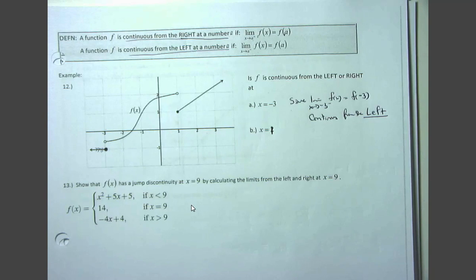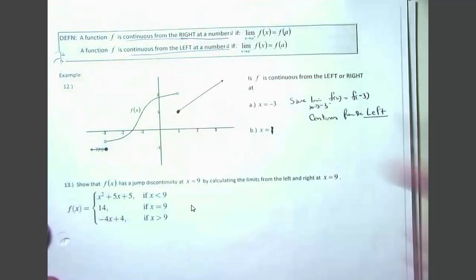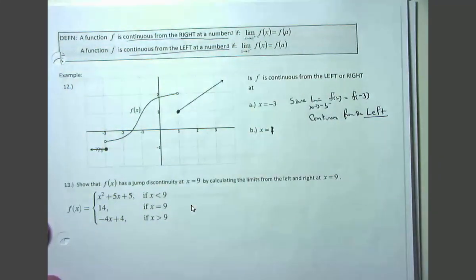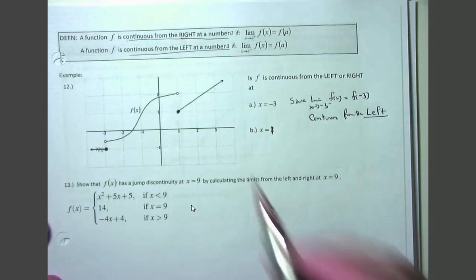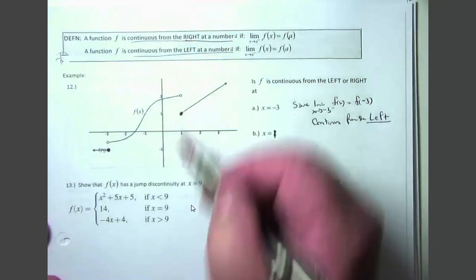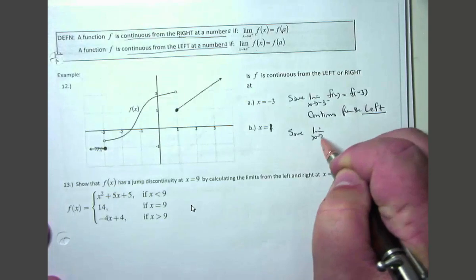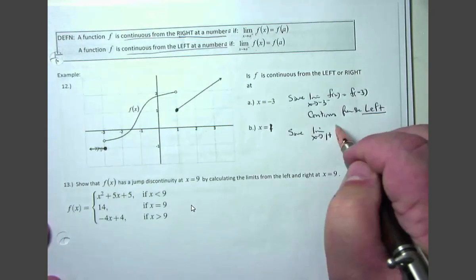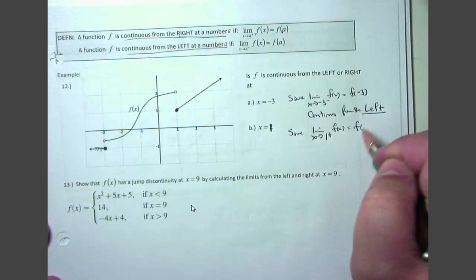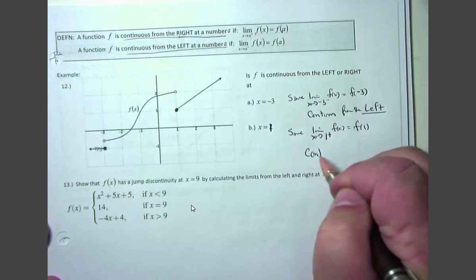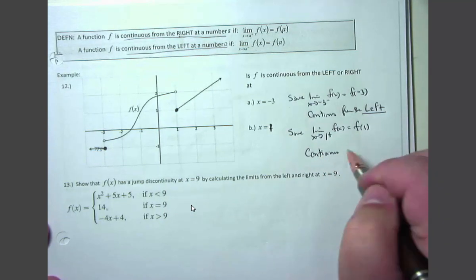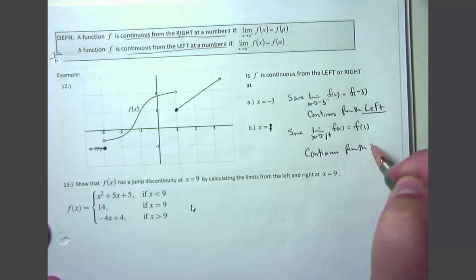All right, what about x equals 1? Not 2, but 1. Well, where's the functional value? It's right here. What is it connected to? It's actually connected to the right half of the graph, where you can take the limit as x approaches 1 from the right. So since the limit as x approaches 1 from the plus side of f of x actually equals f of 1, we say it is continuous from the right.